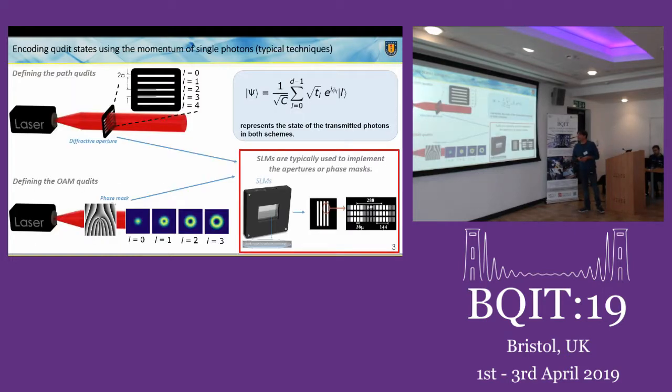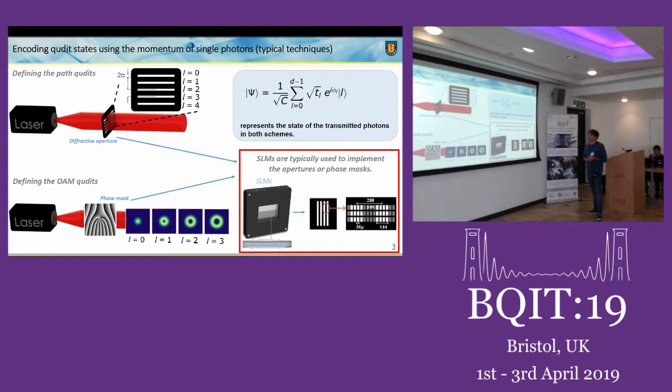Okay, so there are many different strategies for encoding qubit states, and one of them is based on the transverse momentum of single photons. There are two approaches in this case. One based on the linear transverse momentum of single photons, where you define path qubits, and the other based on the orbital angular momentum of photons, where you use the manipulation of Laguerre-Gaussian modes to generate the qubits.